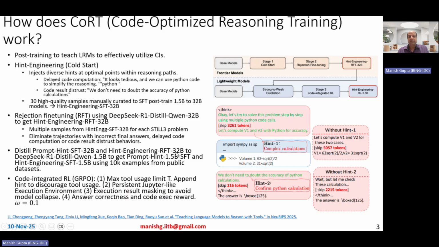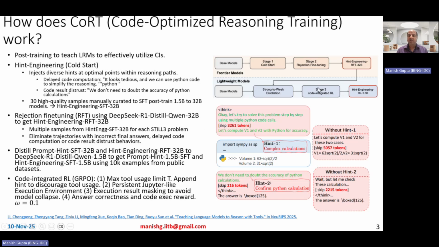And you also do this distillation on the hint engineered RFT 32 billion parameter model. You distill it down using a base model, which is the DeepSeek R1 distill Qwen 1.5 billion parameter model. So this blue part really operates in the 1.5 billion parameter regime. That gives you two models, 1.5 billion parameter sized: the prompt hint SFT distilled model and the hint engineered SFT distilled model. Distillation is performed using 10K samples on math reasoning datasets, which come from public datasets.